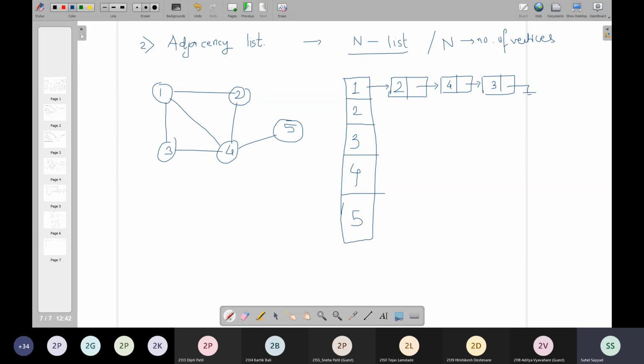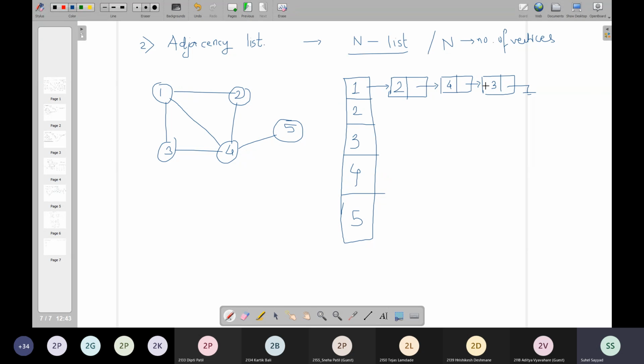See my dear students, we are not interested in the sequence in which you are storing. I can store 4 3 2 also, 3 4 2 also, 3 2 4 also, 2 3 4 also. It is not important in what sequence you store it, but what is important is that all these 3 are adjacent to 1. What this adjacency list conveys is that for 1, 2, 4 and 3 are adjacent. Don't think that 1 is adjacent to 2, 2 is adjacent to 4, 4 is adjacent to 3. No, don't go into that misunderstanding.